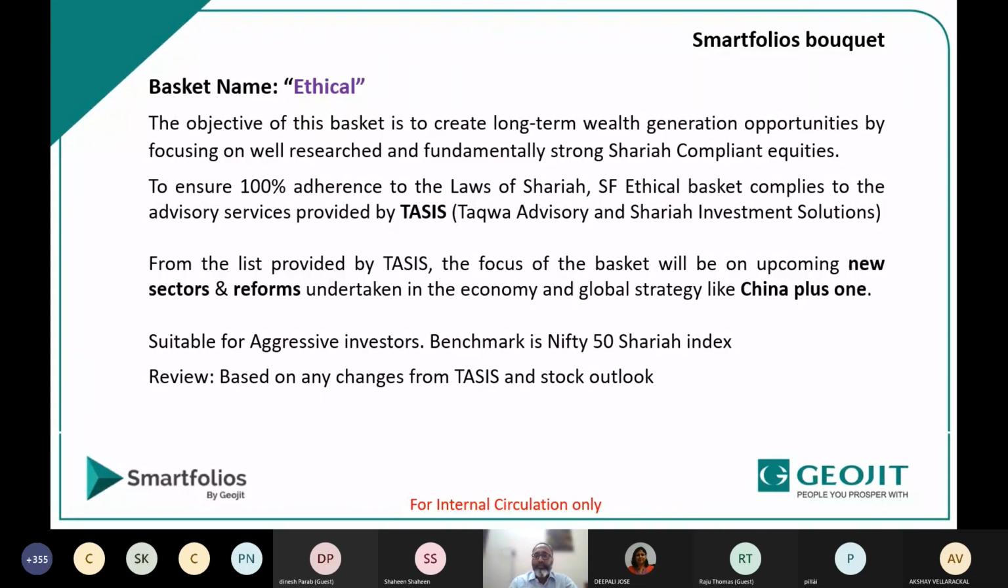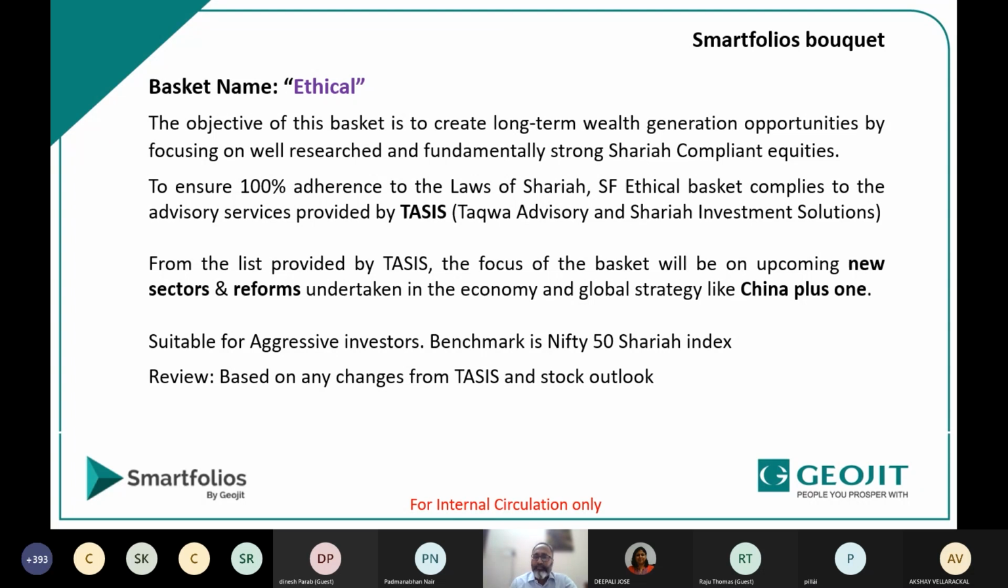Earlier, China was the only supplier for a lot of economies, but now the other economies are looking at complementing China with other suppliers also. So especially India could benefit from this China plus one strategy. So our research managers try to ensure that they pick stocks that could benefit from the new sectors, the new reforms, and also strategies like China plus one. So it is not just about being Sharia compliant. It is also an objective of following the new sectoral trends or the new reforms that are coming in the economy. Again, since it is a thematic index, it is suitable for aggressive investors.